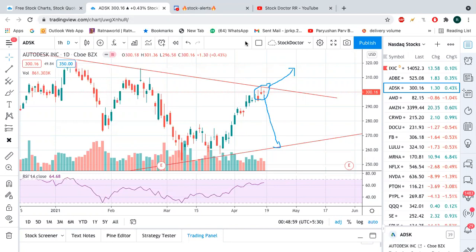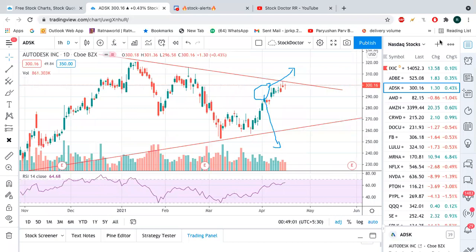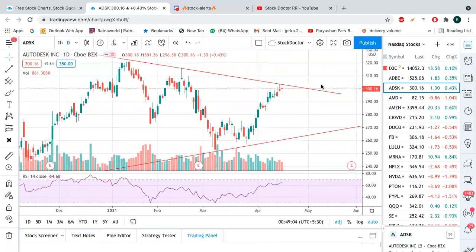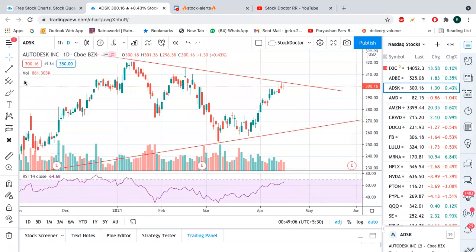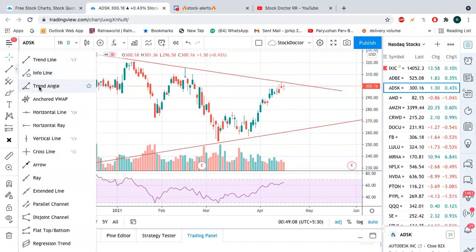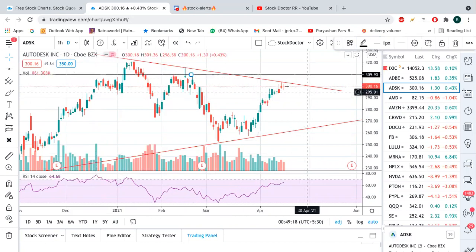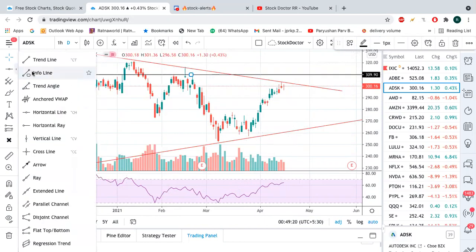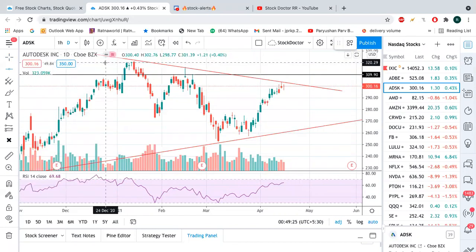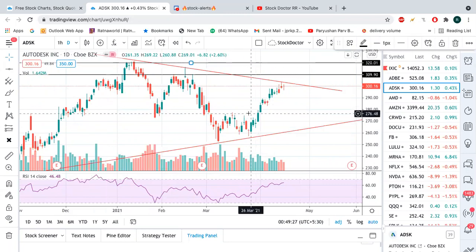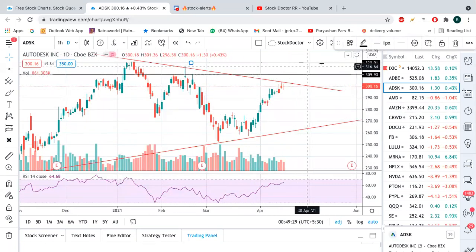So we will wait, and if it breaks this trend line resistance, then the stock can go towards its first resistance, which looks like 309, and the second resistance is nothing but its all-time high, which comes around 320. And if it sustains above that level, then it can go further up.